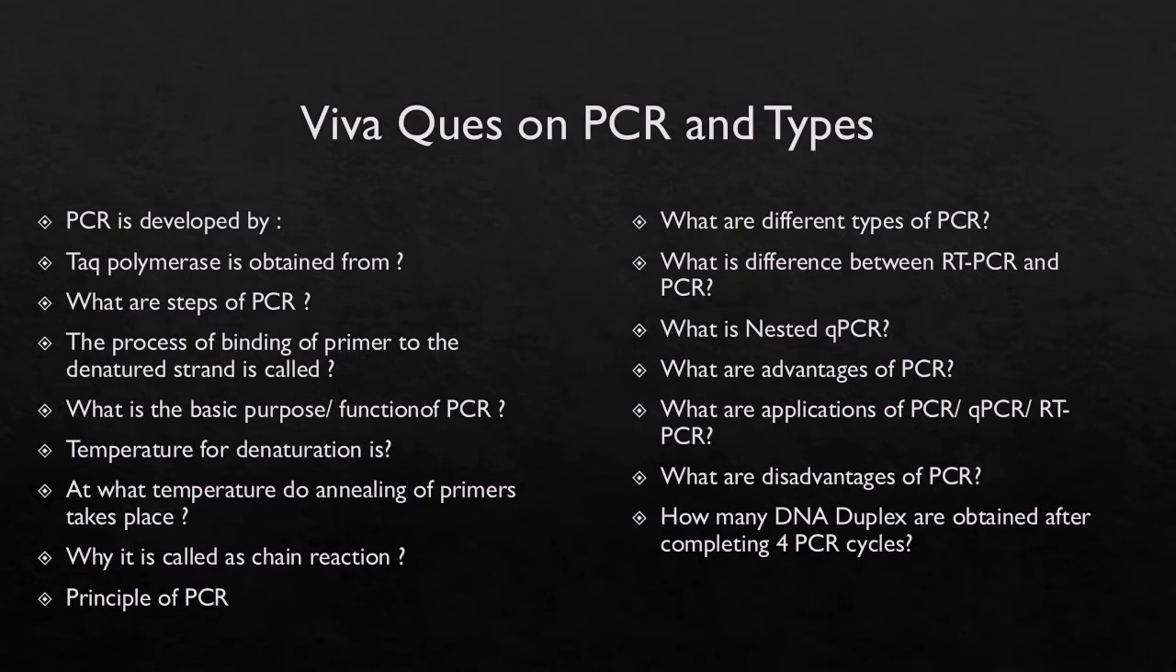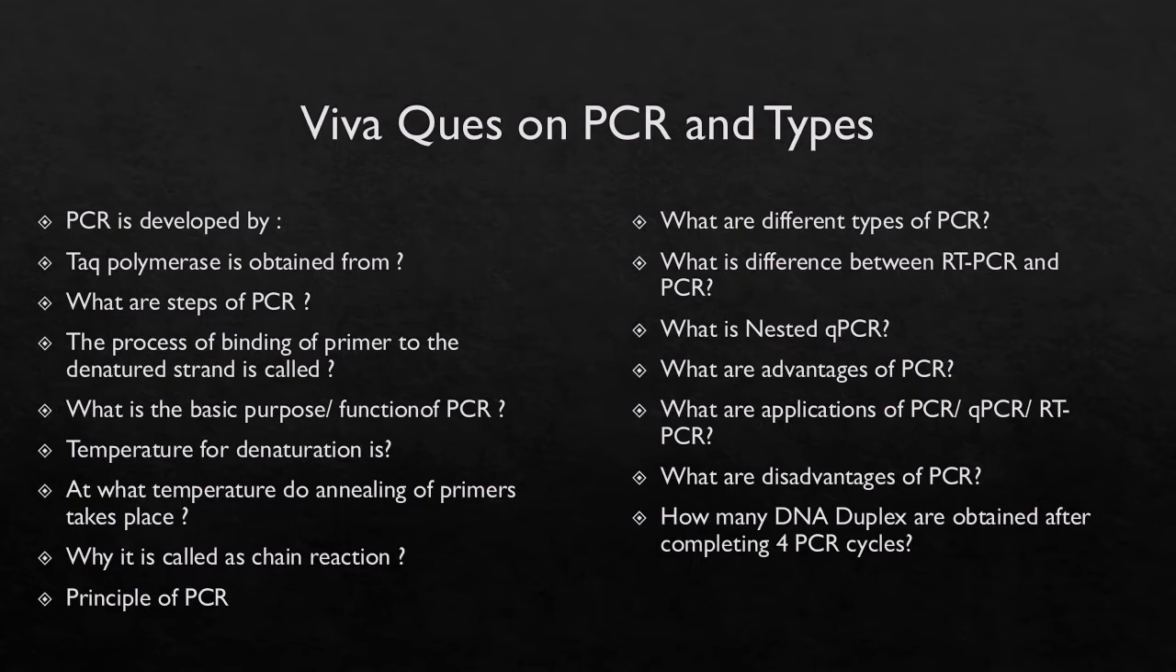Okay, so these are common questions, and I had not focused on each and every type of PCR. So you may get questions like who developed PCR, what is the role of Taq polymerase, or Taq polymerase is obtained from what, then what are the steps of PCR, what is the first step of PCR. Then you may get questions on what are the temperatures for each step of PCR, right? Then the process of binding of primer to the denatured strand of DNA is called what?